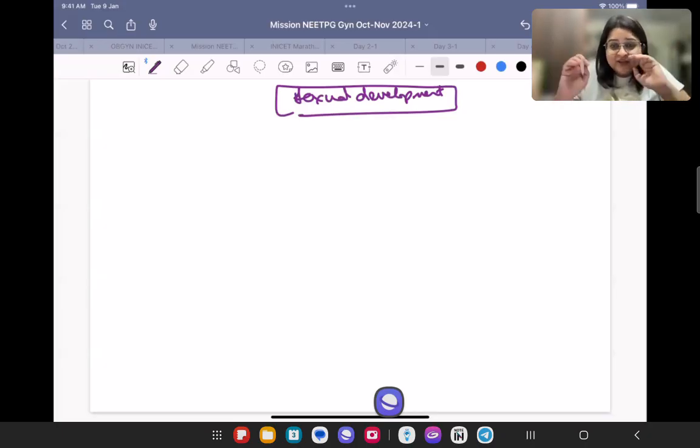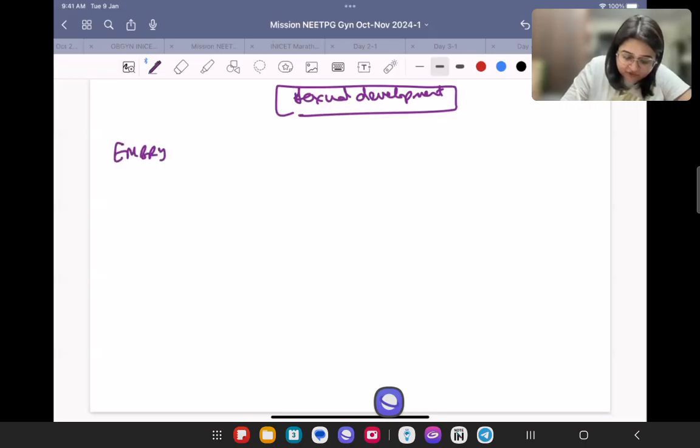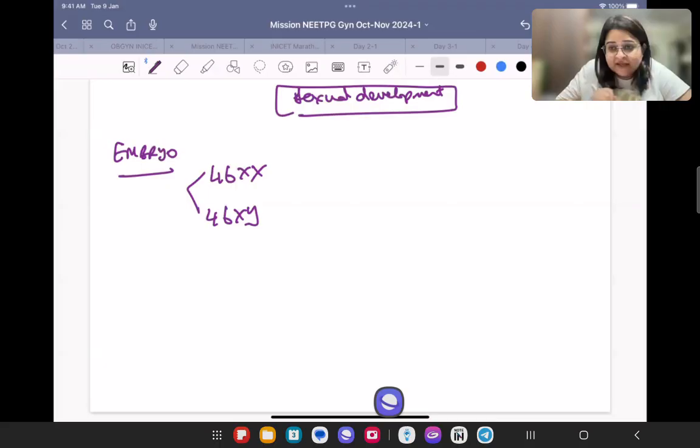Coming back. So in sexual development, we need to understand a few very important things. Everybody concentrate here. In sexual development, we need to know when an embryo is formed. The embryo can be 46XX or 46XY. What happens in the 46XY? The gonad that develops is the testes. In 46XX, the gonad that develops is the ovary.